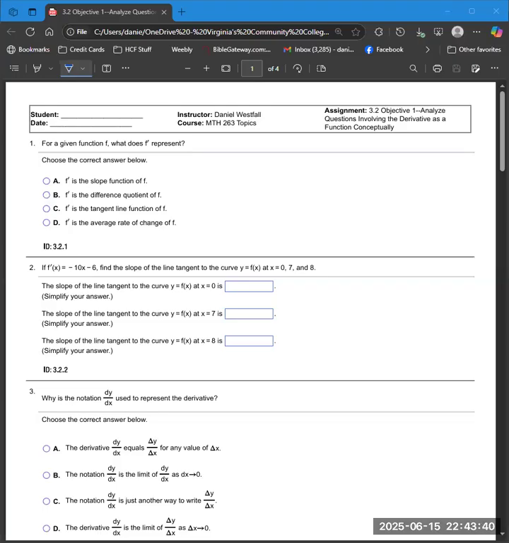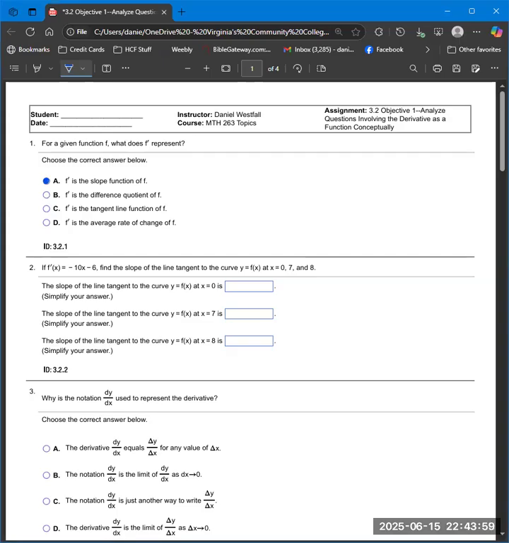In this video, we're going to talk about 3.2 Objective 1, where we analyze questions involving the derivative as a function conceptually. First question: for a given function f, what does f prime represent? F prime is the slope function of f.